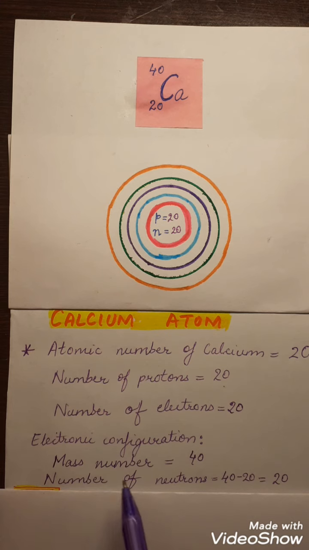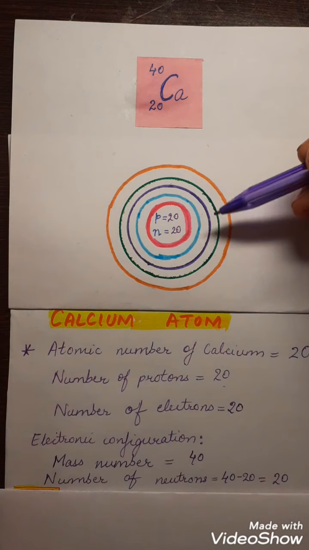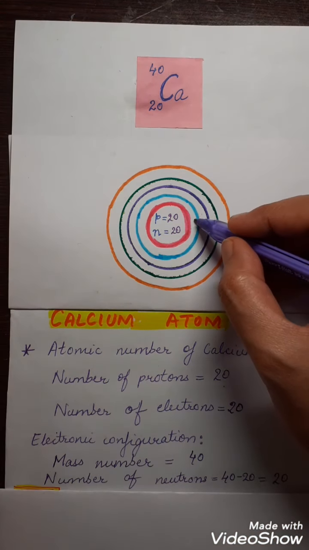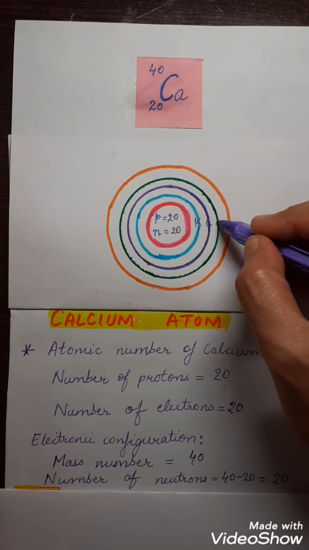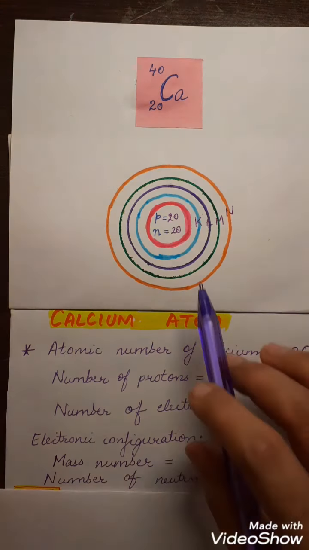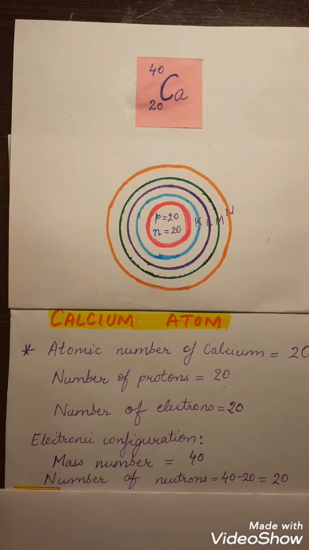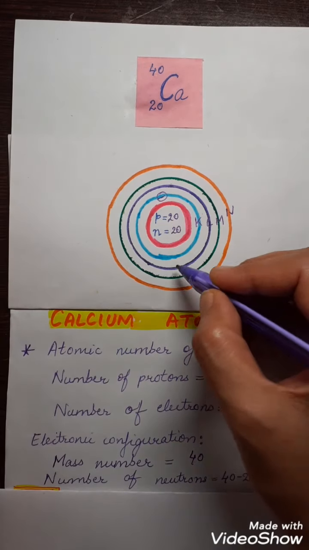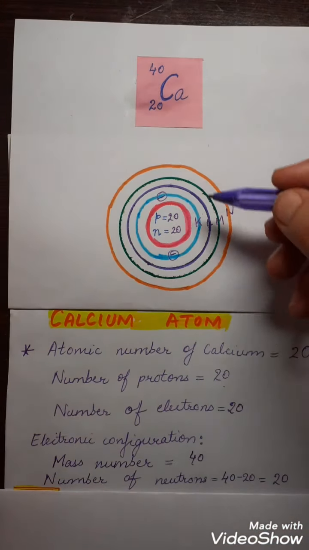Now let's see the electronic configuration, the electron distribution in the various orbits or energy shells. The first shell is known as the K shell, the second is the L, the third is M, and the fourth shell is the N shell. So how many shells does the calcium atom have? 4 shells or 4 orbits. Now the first K shell has 2 electrons in it. So 1 and 2. 2 electrons are revolving in the first shell.